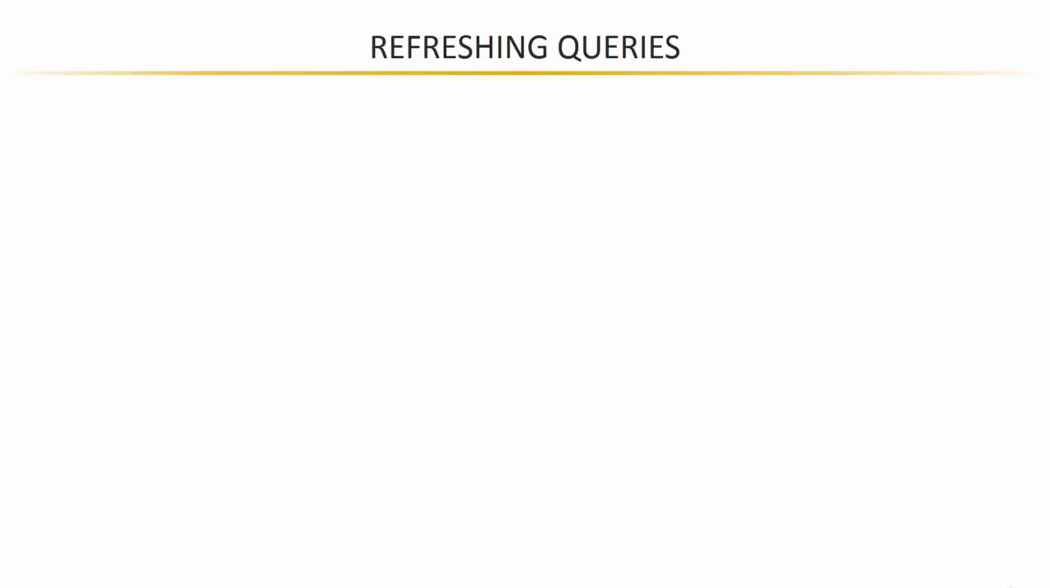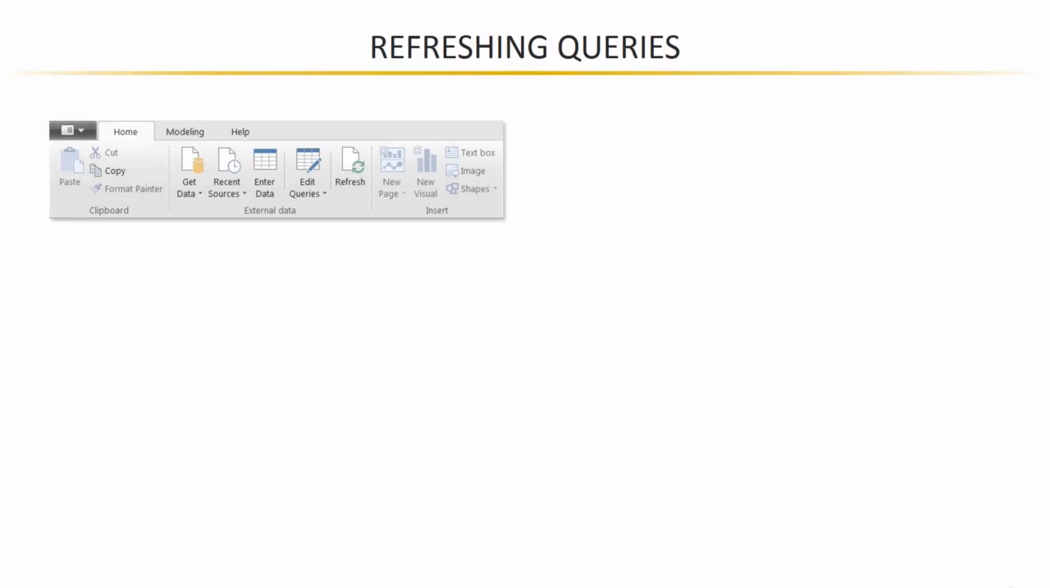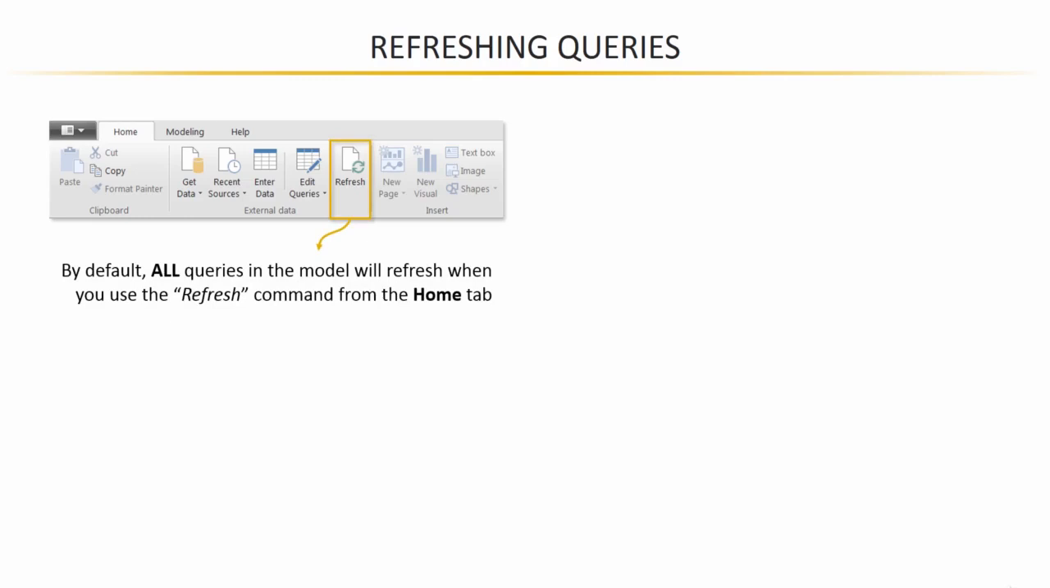Next up, I want to take just a second to talk about refreshing queries. Now, in the Home tab of your Power BI file, outside of the query editor, you'll see this refresh button across all of your views. And by default, when you press that button, it's going to refresh every single query, every connection, every table that exists in your model by default.